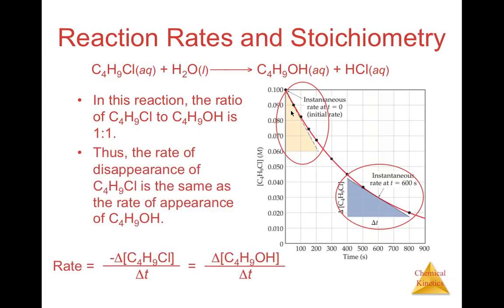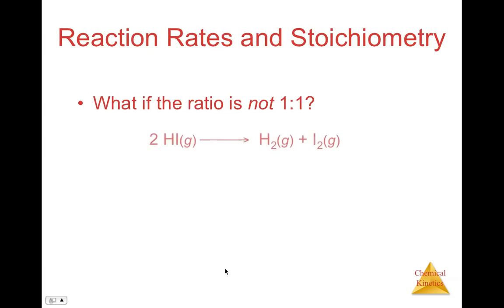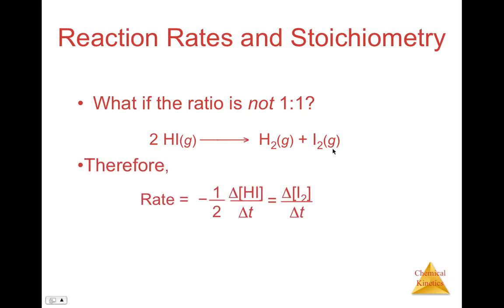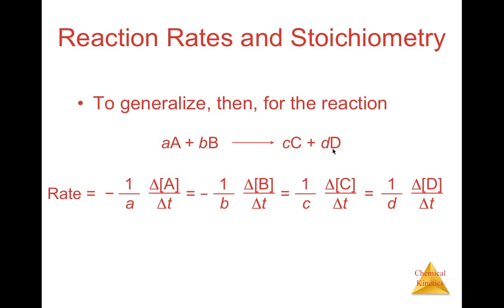You can see right here that when we say disappears, we put a negative sign, and then as one appears, we leave it as positive. So what if the ratio is not 1-to-1, like 2-to-1? For every 2 of these that disappear, 1 of each of these appears. And therefore, we can write a general equation like this that allows us to relate the stoichiometry to the disappearance and appearance of reactants and products in that order. In general, then, here's the general equation.